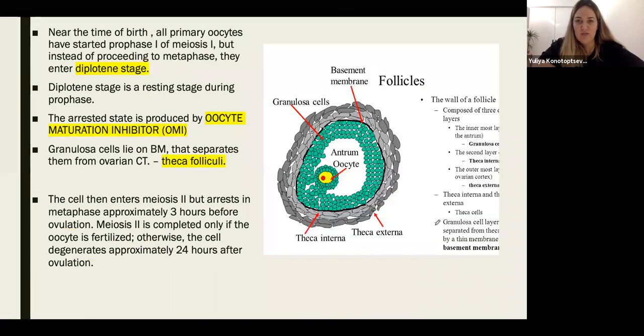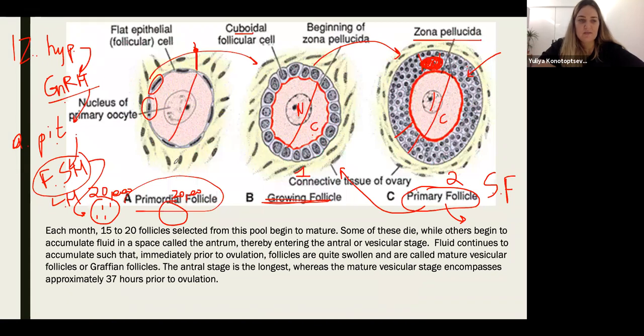Now, I want to get your attention to this area. Do you see this is a primordial follicle? This is a primary follicle. But do you see this yellow tissue? This yellow tissue is the connective tissue of the ovary, because of course, all of these follicles are sitting within the connective tissue of the ovary. The connective tissue of the ovary, which directly surrounds the follicles, has a name. This connective tissue is known as the theca folliculi.